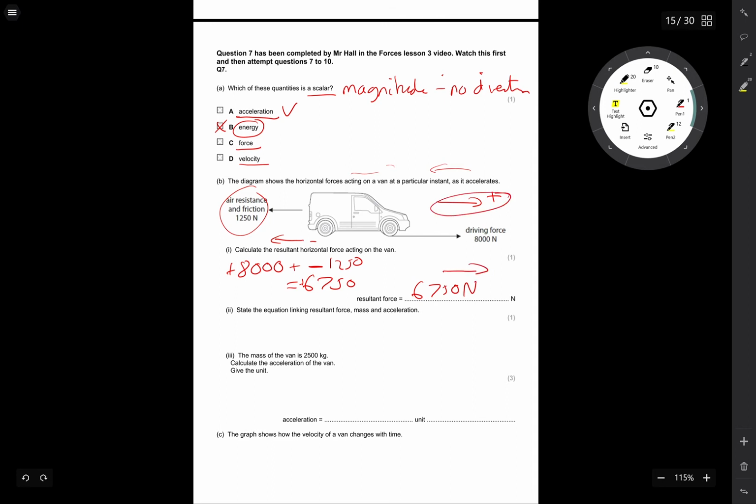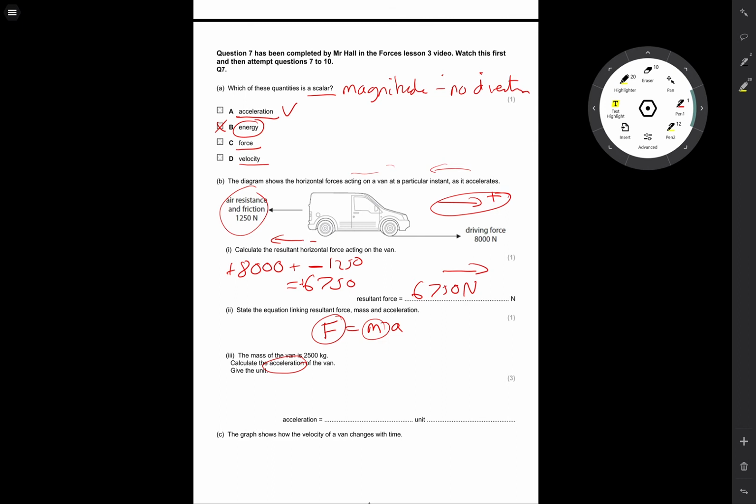Okay. State the equation linking resultant force, mass, and acceleration. Well, we should remember that the symbol F doesn't stand for force, it stands for resultant force, equals mass times acceleration. So the mass of the van is 2,500 kilograms. Calculate the acceleration of the van and give the unit. The first thing I need to do is rearrange it, as I need acceleration and I've got force as my subject. To rearrange it, I'm going to divide by m.